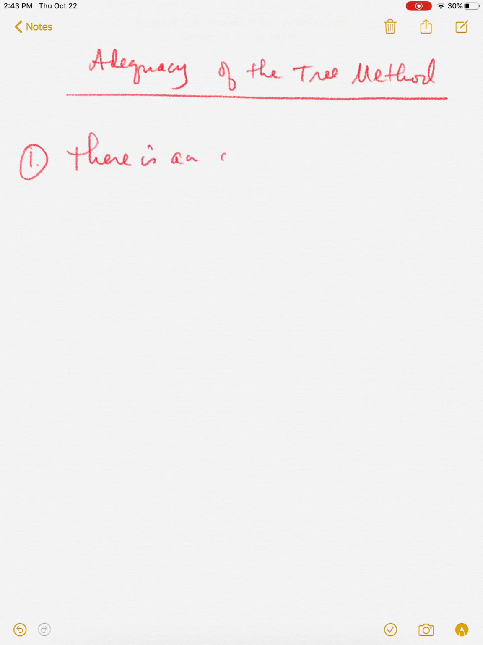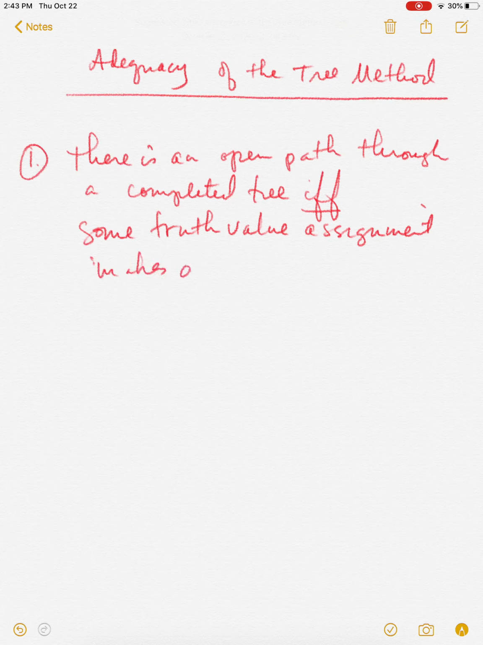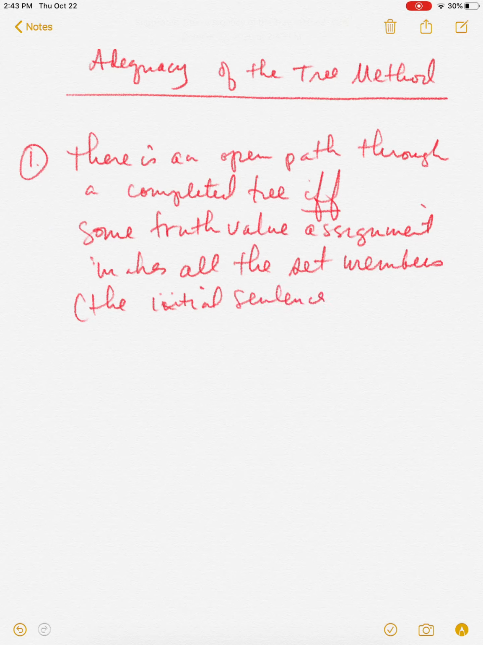There is an open path through a completed tree for a set of sentences of SL if and only if there is a truth value assignment that makes all the set members, what I called the initial sentences in the handout, the initial sentences of the tree, true. Okay, so this was an if and only if claim.